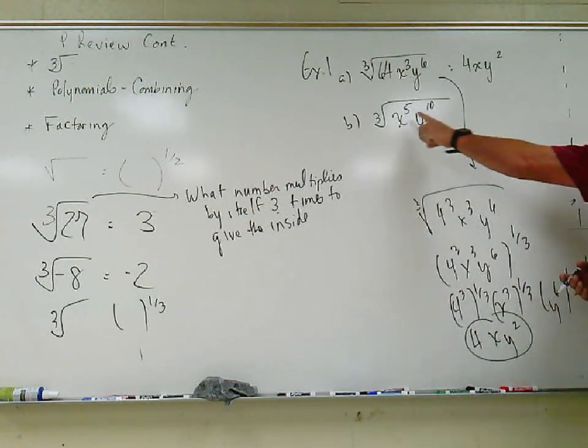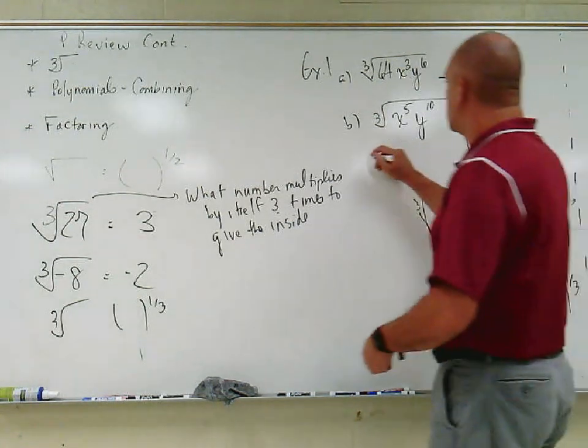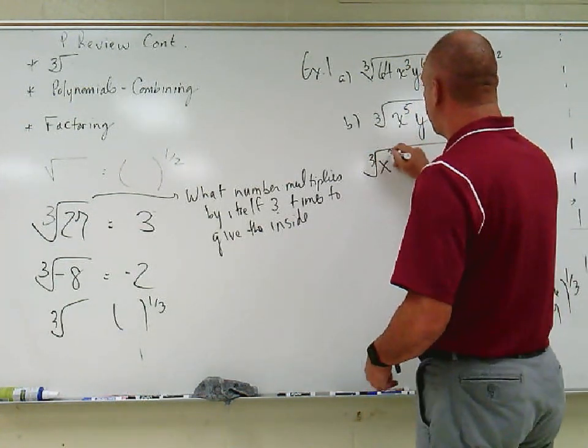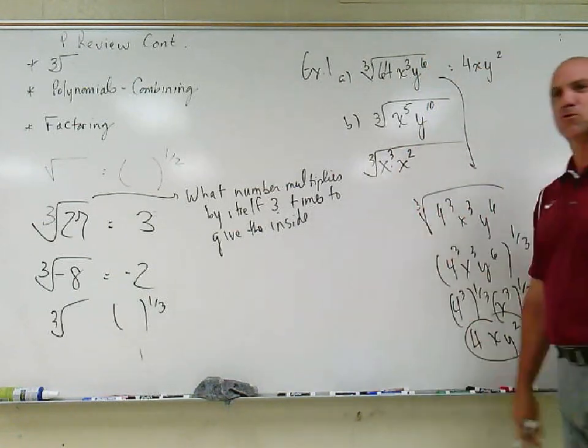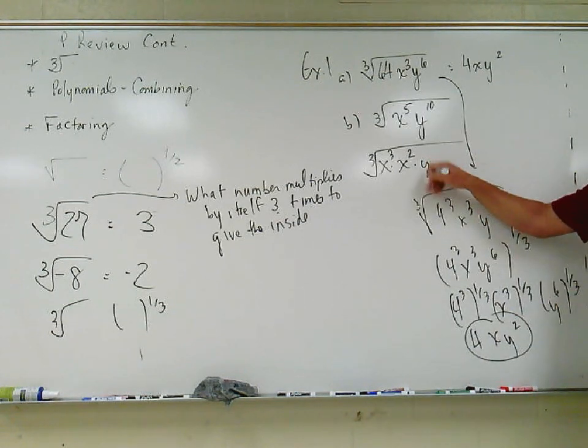So the first thing I'm going to do is make sure that on part B, I sort it out to where I have an exponent that's divisible by 3, because 5 is not divisible by 3. So how can I write x to the 5th so that it's got an exponent divisible by 3? Yep, go ahead, Alex. x cubed and x squared, so you break it up. So I'm going to put in x cubed, x squared, and then what could you do with y to the 10th? y to the 9th times y.